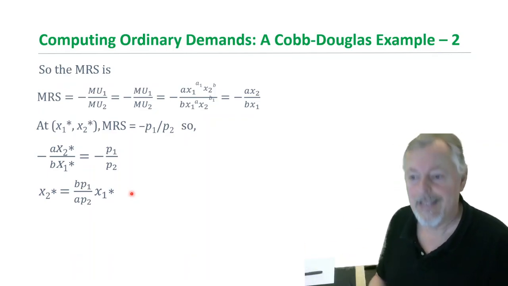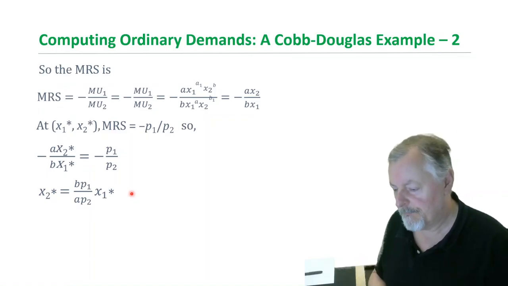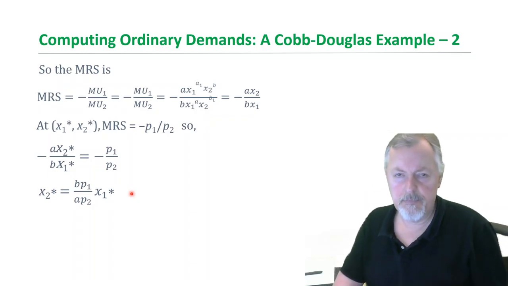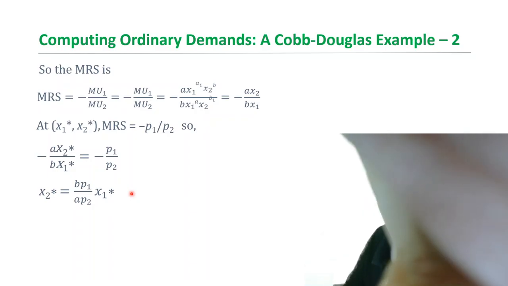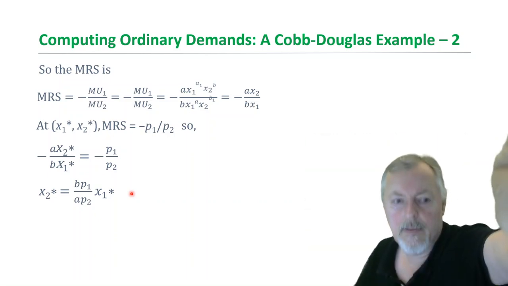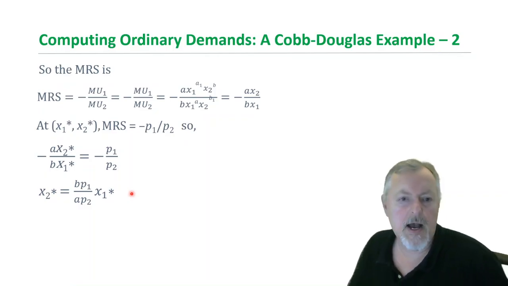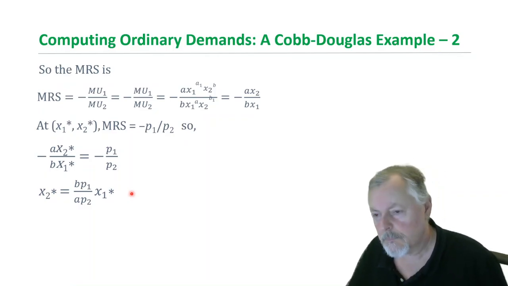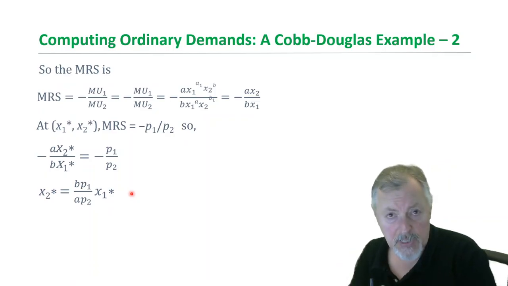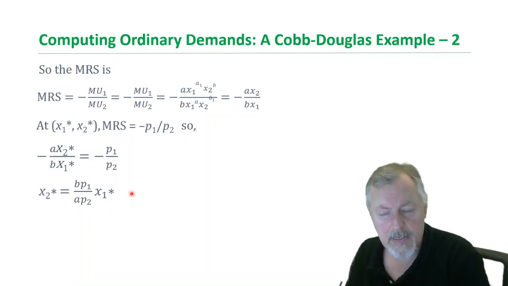Okay, we're done. Almost. There's still one problem. We know that at the optimal consumption bundle, the budget constraint, the budget line, will have the same slope as the indifference curve.